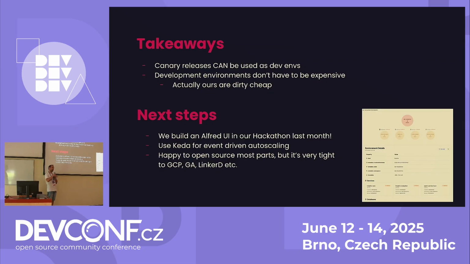Deployment to 0 and then deployment to 1 based on events from Alfred. This will make, I don't know, recreation maybe like 90% faster. And we're thinking about open sourcing everything.